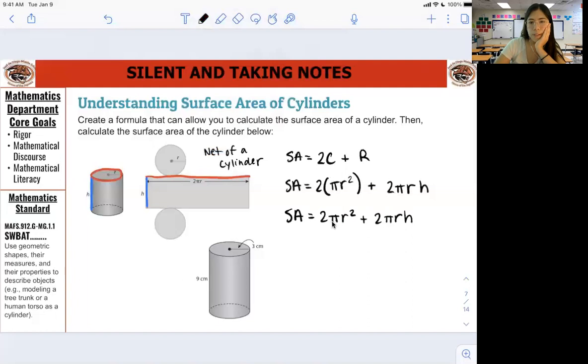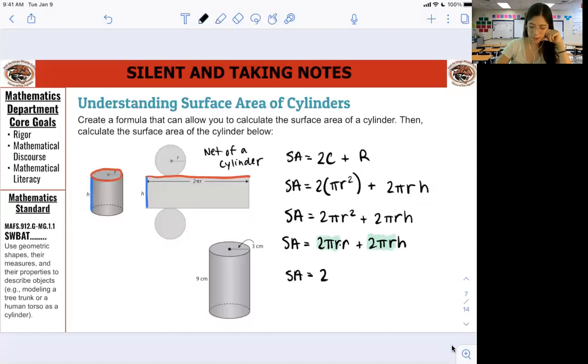What do these two terms have in common? What do both of them have? They both have 2 pi r. Do we agree? They both have 2 pi and r. Now, this one has r squared, so let me rewrite that a little bit. This is 2 pi r r, because when you multiply r times r, you get r to the power of 2. So both of them have 2 pi r, which means I can factor that out.